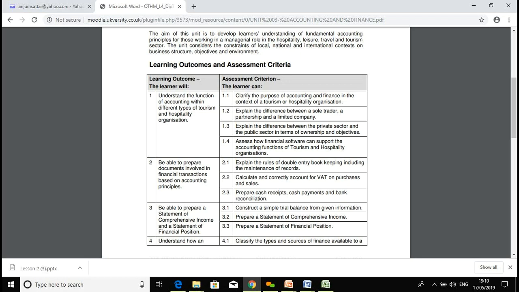Then in lesson 3, we discussed the trial balance. It has two sides, debit and credit. All the ledger balances need to be balanced in the trial balance. Then we discussed preparing the statement of comprehensive income, also known as the profit and loss account, which shows our profit or loss for the period. Then we discussed preparing the statement of financial position, also known as a balance sheet.